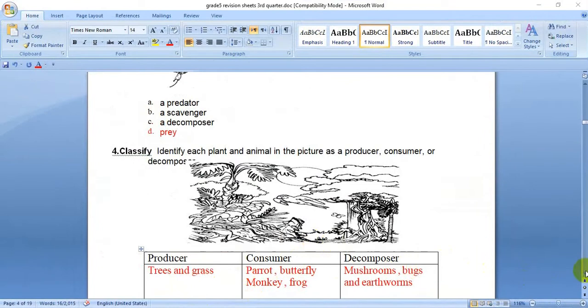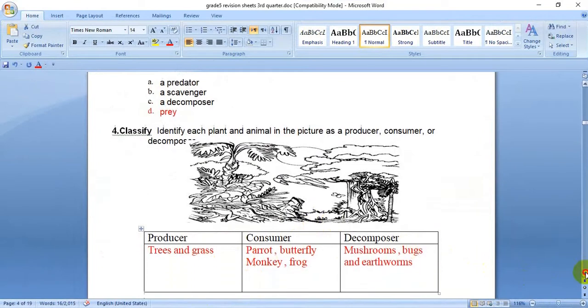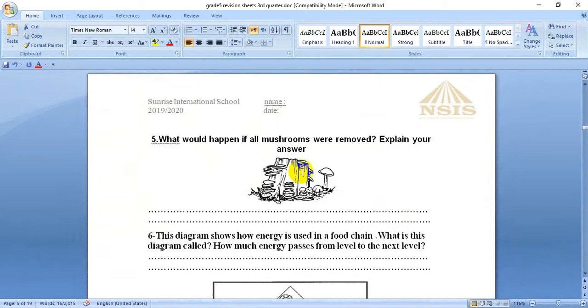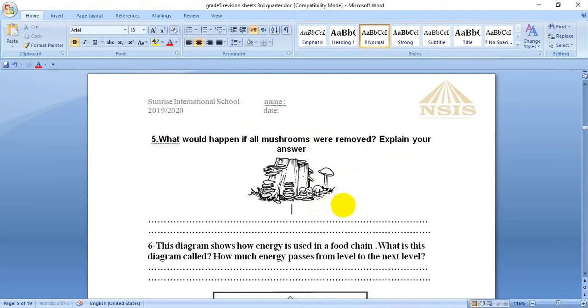Okay, so now let's go to the next question. What would happen if all mushrooms were removed? And as we know, mushrooms are decomposers. So what will happen if they were removed from the ecosystem? Explain your answer. If we don't have decomposers, the dead bodies will be everywhere, diseases will spread, and nutrients will be lost.